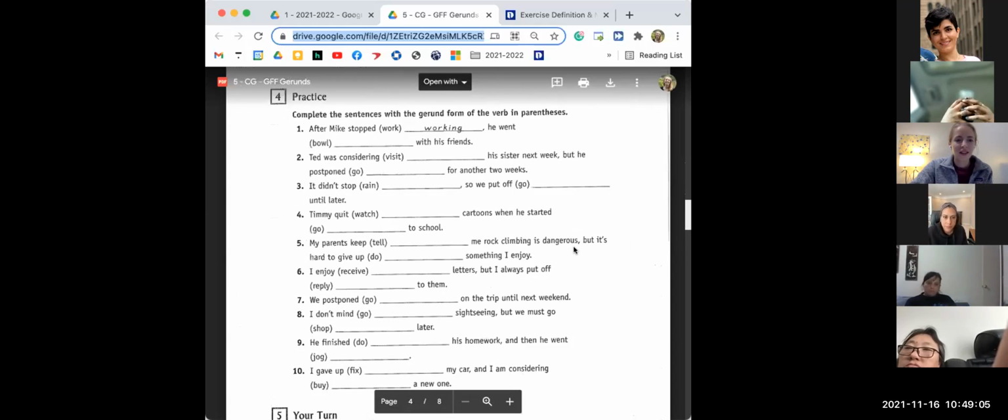All right, let's do some of exercise 4 together, and then I'll let you try some on your own. We want to finish these sentences with the gerund form of the verb in parentheses, and I want you to look very carefully at the main verb of the sentence, because we want to recognize when the main verb is followed by the infinitive. Stop is always followed by the gerund form.